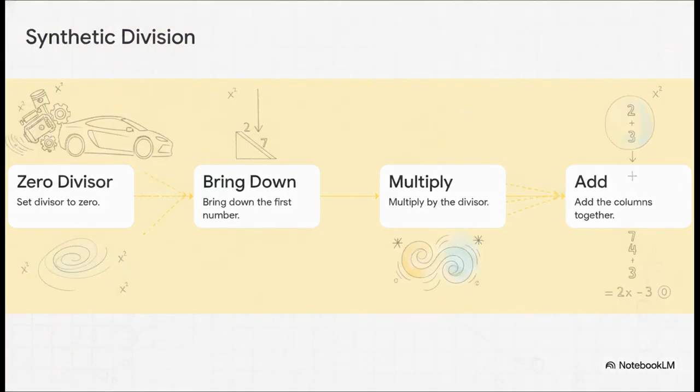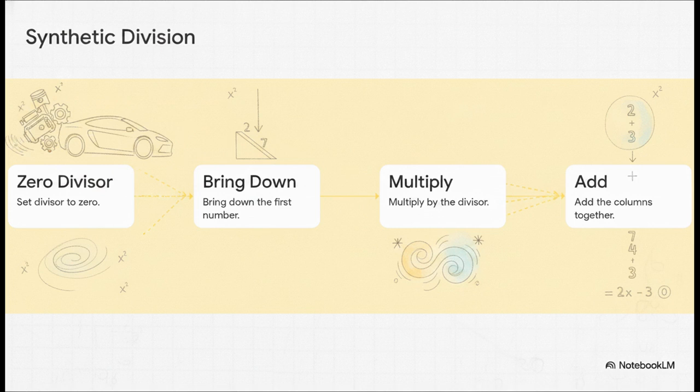Now let's pivot to synthetic division for the exact same problem. Honestly, this is like taking the engine out of the car to make it sleeker and faster. Instead of writing all those variables, we just grab the coefficients of the numerator, 2, negative 7, and 6. And instead of dividing by x minus 2, we set that to 0 and just use a positive 2. The steps are super fast.